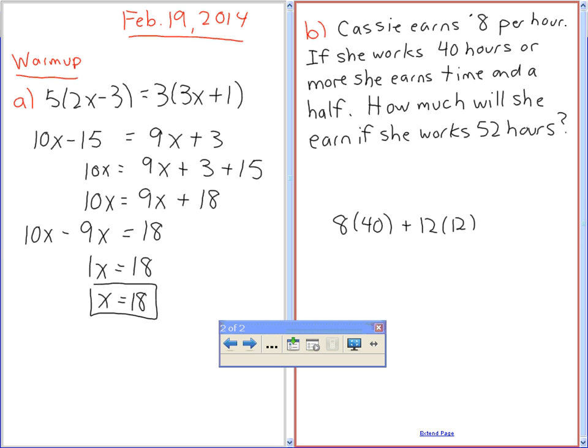Now, let's just make sure what happened here. So this is going to be your regular time. What does that 8 represent for the regular time? This is the important part. This is your dollars, right? This is your money. What does the 40 represent? This is the key to this question. Yeah, because up to 40 hours, it's going to be hours. This on the right-hand side is your overtime.